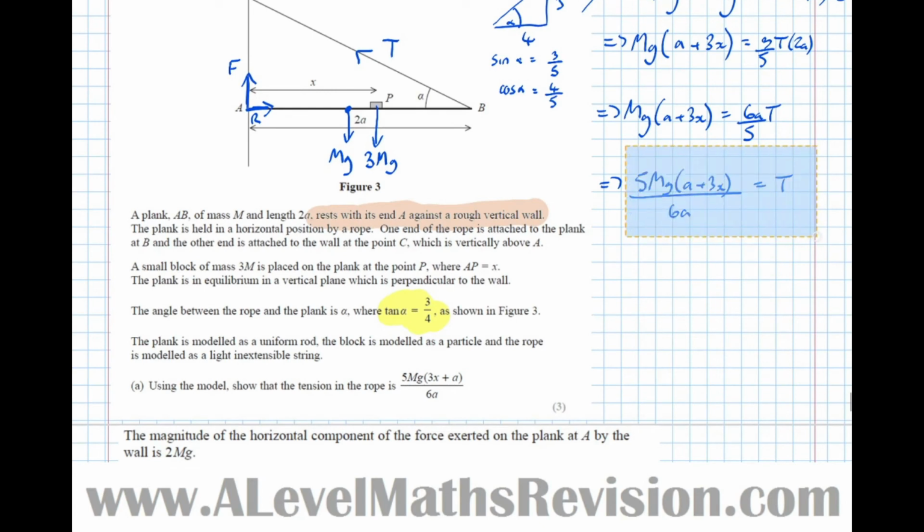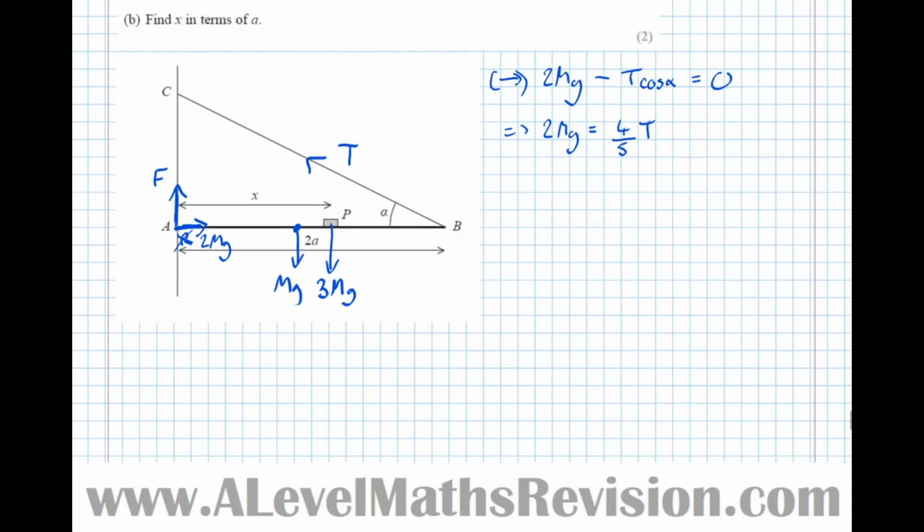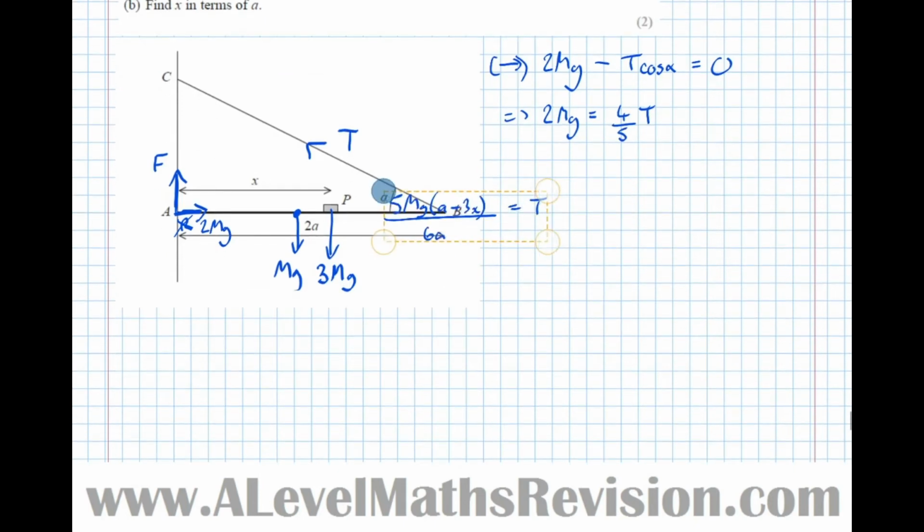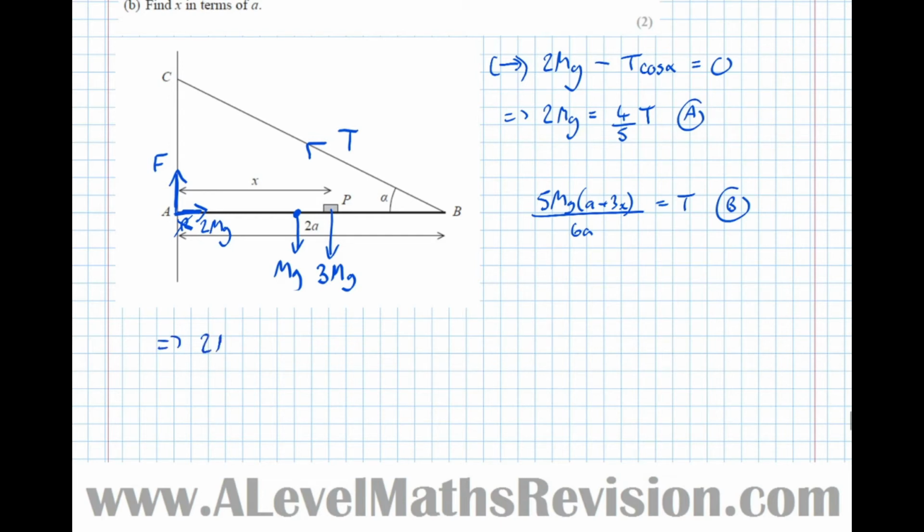We've got this here, and we've got this one here. So let's copy this down. Let's copy that and put it down here. So this is our other simultaneous equation that we worked out in the previous part. So we need to solve these two together. So this is our equation A, and this is our equation B. So we can see that T equals that, so let's replace T with that. So that implies that equation A, 2mg equals 4/5, and equation B gives us tension, so we'll replace T with that, times 5mg(a plus 3x) over 6a. Those 5's cancel.